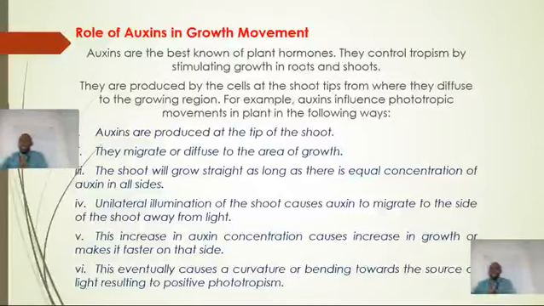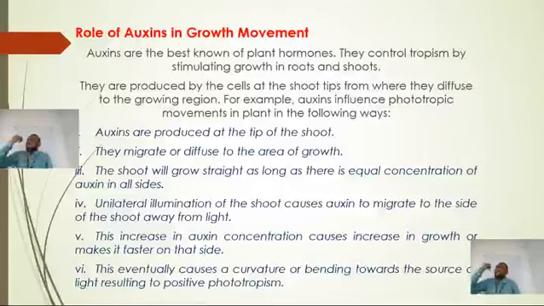Auxins are the best known of plant hormones, the best known growth hormones of plants. They control tropism by stimulating growth in roots and shoots. I've mentioned this. They are produced by the cells at the shoot tips. Why is it at the shoot tips? I think we've mentioned this.